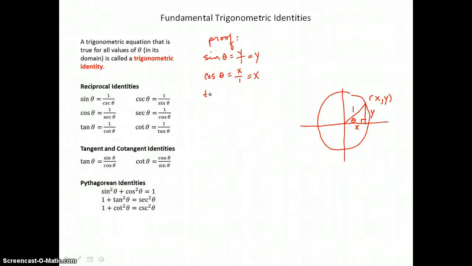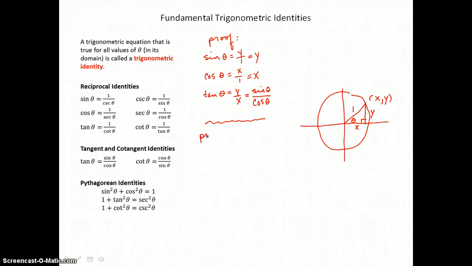Now the tangent of theta is equal to opposite over adjacent, or y over x. And now if I replace y with the sine of theta, and I replace x with the cosine of theta, I have the tangent identity. The tangent of theta is equal to the sine of theta over the cosine of theta.